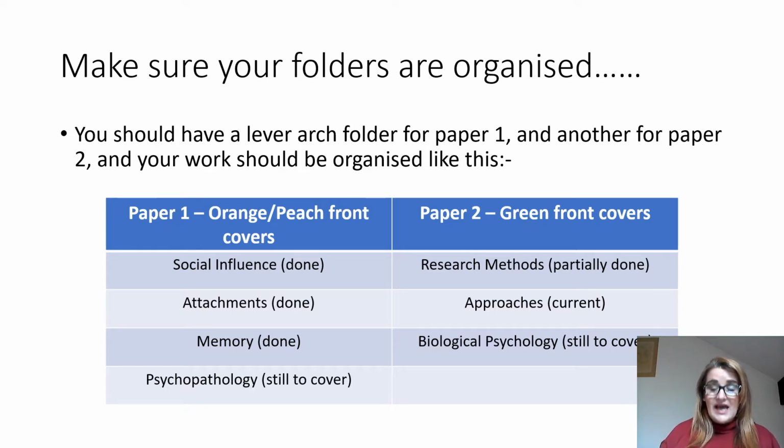So paper 1, we have done the majority of this. We've completed social influence, attachments and memory. We've still got to cover psychopathology. We will be doing that on your return in year 13. Paper 2, research methods, is partially done. We have nearly finished that. We're working on approaches. Again, we will be nearly finishing that before we finish for summer, and biological psychology as well. So make sure that you're organising folders. If you can't get a hold of a lever arch at the moment, just make sure that you're putting them together so everything is ready and organised for when you can get some folders.